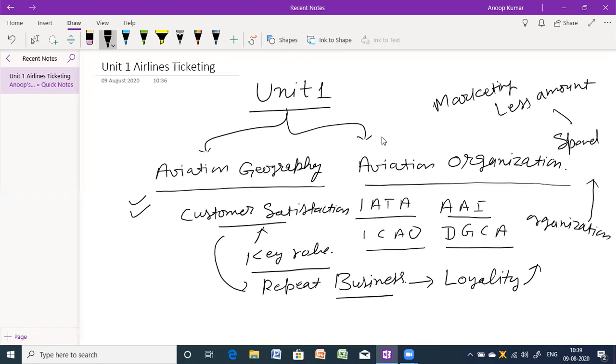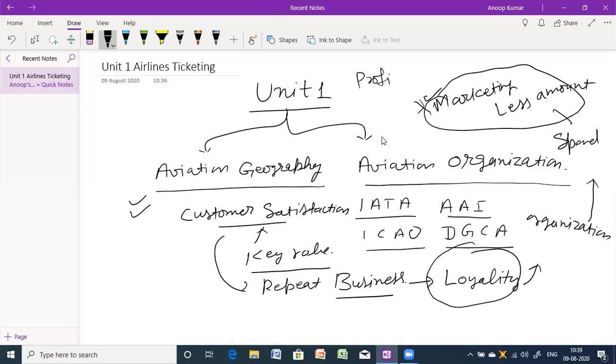An organization's most expenses are on marketing. So if a customer is satisfied and we could convert that satisfied customer into a loyal customer, then the organization has to spend very less amount on the marketing part, and the organization can increase its profitability. So for increasing profitability, customer satisfaction is important.